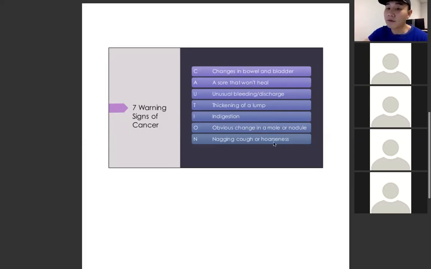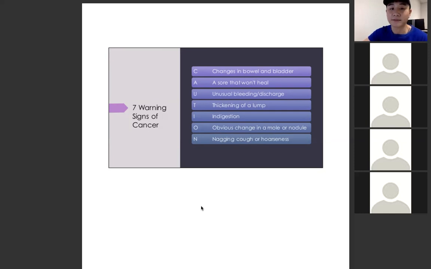Then nagging cough or hoarseness, like the voice changes. Self-explanatory. It's just changes in voice, or excessive cough, usually an indicator of lung cancer.